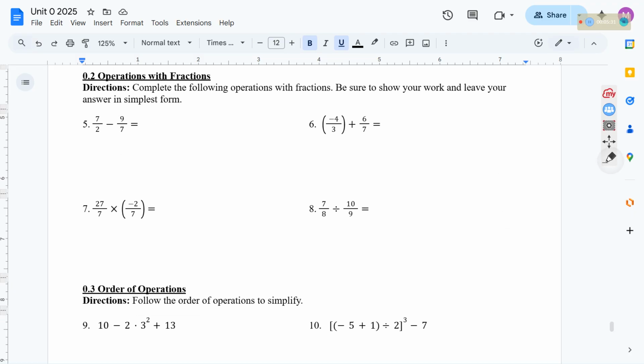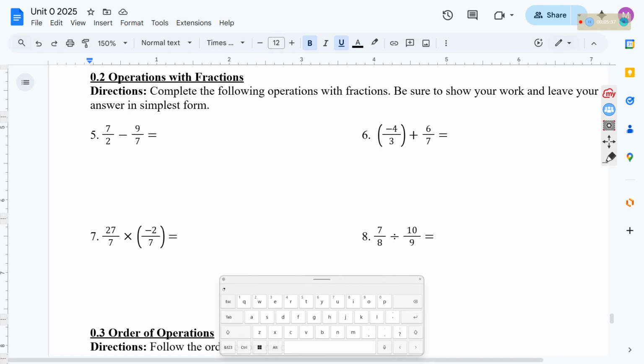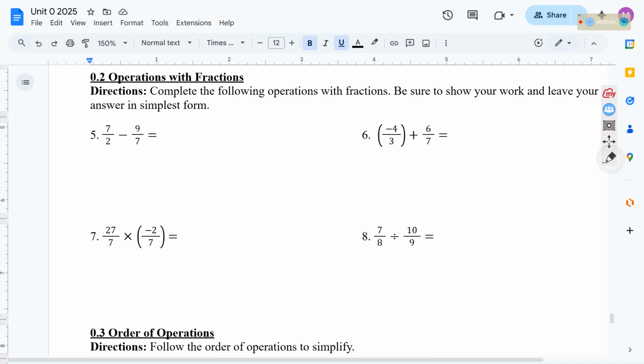Okay, so now we'll get out of this section and we'll move down to the operations with fractions. Let's try to get through these. I think I could probably zoom in a little more. So for this example, we can see we don't have any with the same denominator, right? Notice that these denominators are different.